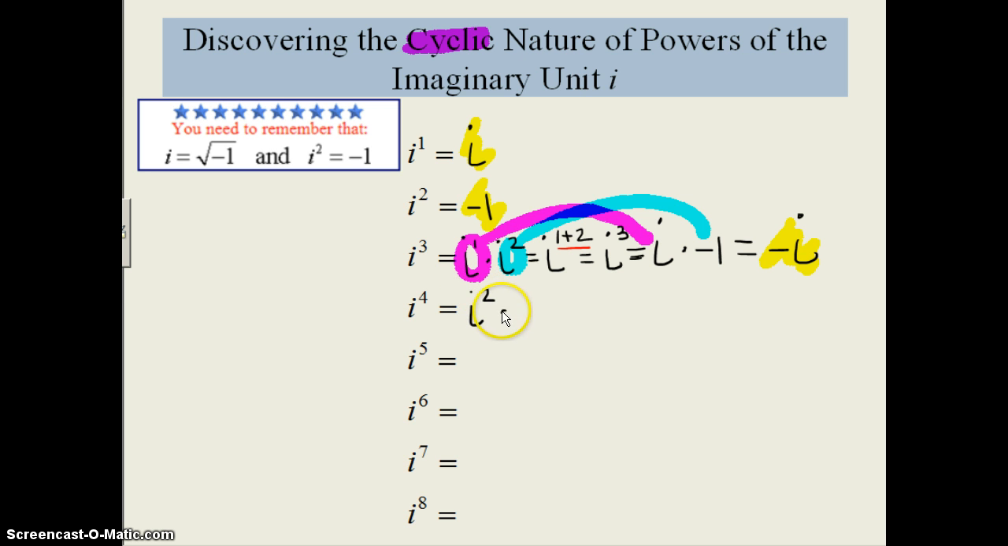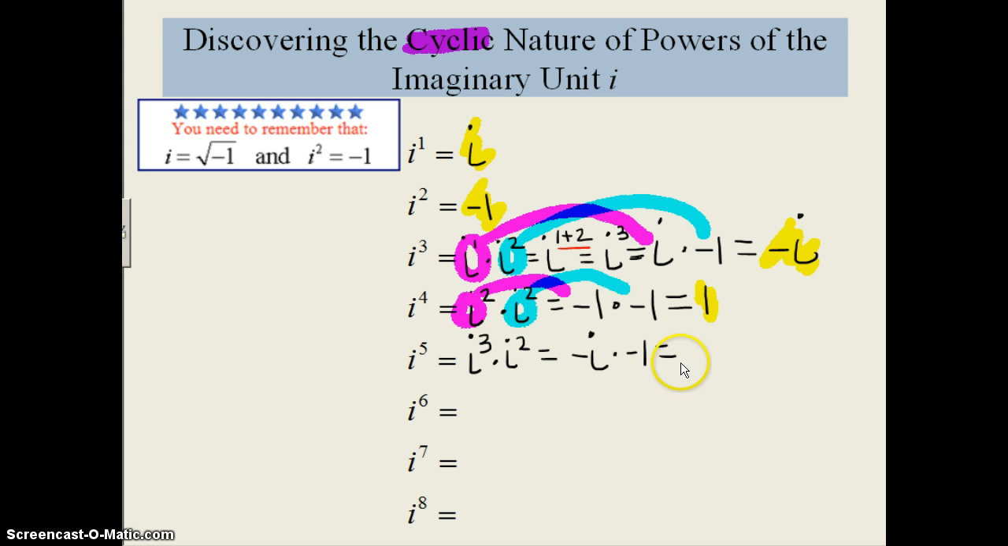i to the fourth can be i squared times i squared because 2 plus 2 is 4. Well, we know i squared is -1, and the other i squared is also -1, and -1 times -1 is +1. So far we have i, -1, -i, 1. Let's keep going. Let's look at i to the fifth. We can make i to the fifth from i cubed times i squared. Well, i cubed we know is -i. i squared is -1. Two negatives multiply to a positive, and i times 1 would just give us i.